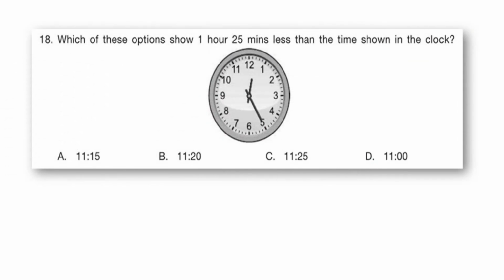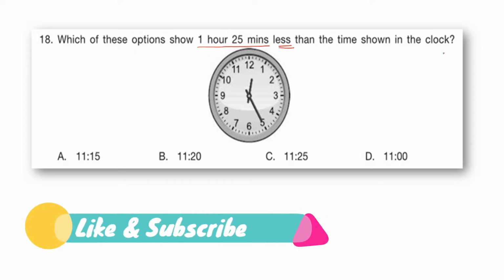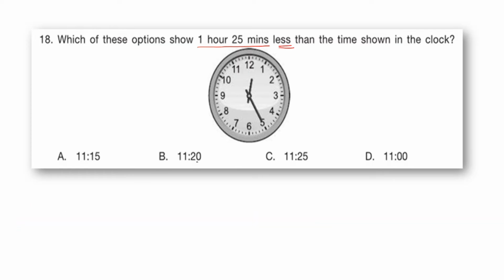Next question. Which of these options show 1 hour 25 minutes less than the time shown in the clock? Is it option A 11:15, option B 11:20, option C 11:25, or option D 11? Your time starts now.